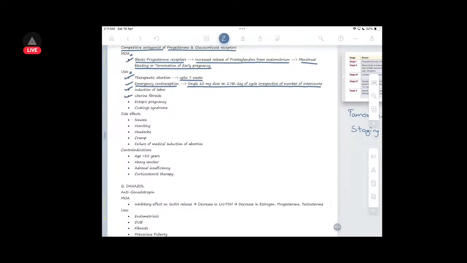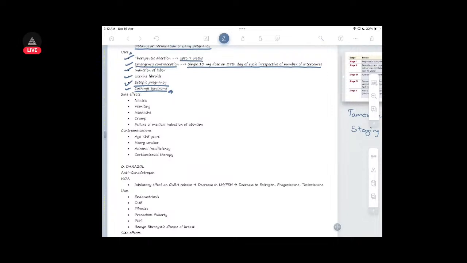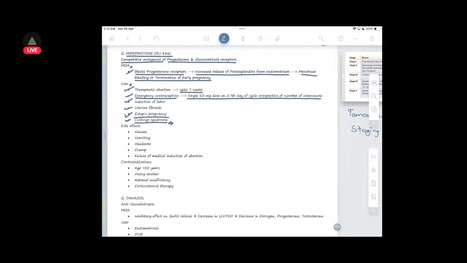In uterine fibroids, it can be provided. Ectopic, because you need to decrease estrogen. Hormonal reasons, it can be provided. Ectopic pregnancy to cause abortion, and Cushing syndrome, if it is there, because it acts on glucocorticoid receptor also.